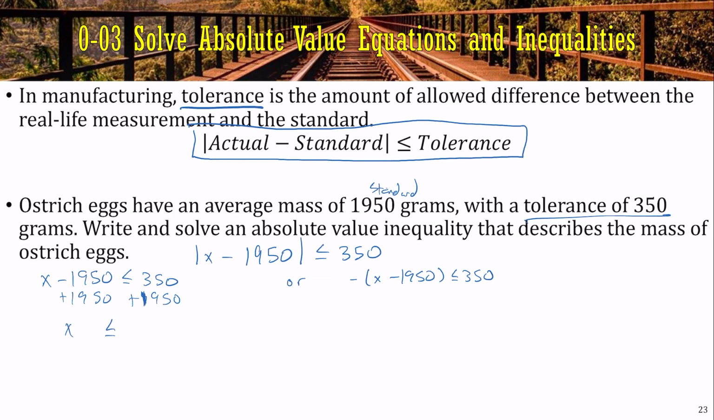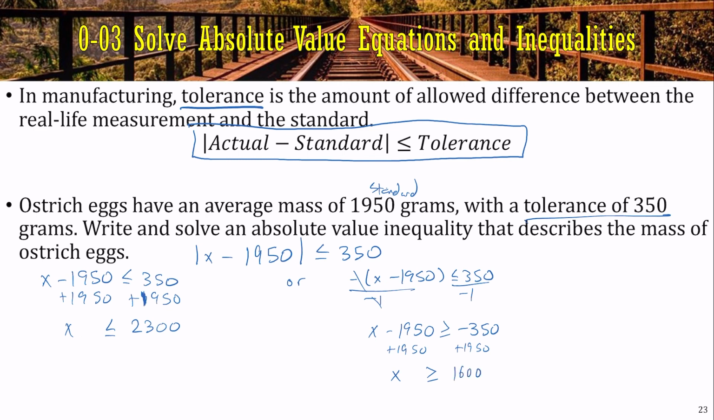Solve for x. And you get 2,300. I'm going to divide by the negative 1. I think that will keep my x positive. When I divide by a negative, switch the inequality around. Then I'll add the 1,950 to get the x by itself, and that gets me 1,600.